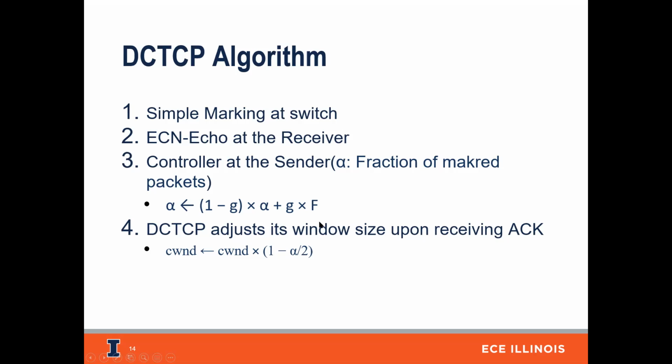In response to a marked ACK, DCTCP adjusts its window size with the following formula. When alpha is low, indicating low congestion, CWND slightly reduces its size. And when alpha is high, indicating high congestion, CWND reduces to half, just like TCP.